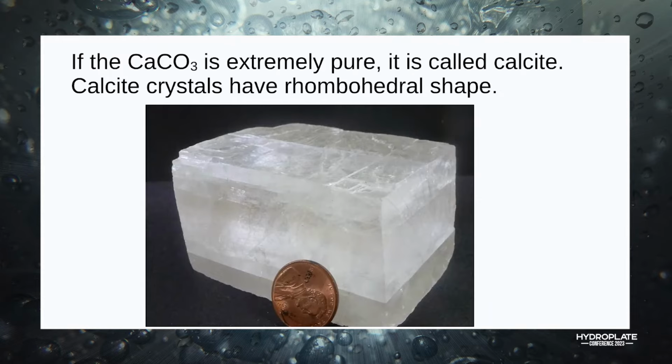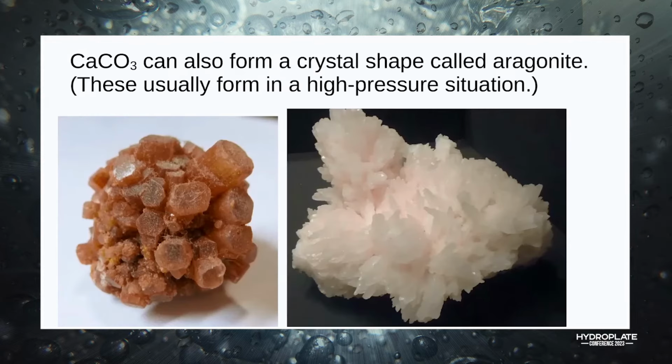Now, if the calcium carbonate is extremely pure, it can form a really nice crystal, like the rhombohedral shape shown here. This is calcite, and it looks sort of rectangular, but in real life it looks a little more squished. It's like a box where you pushed on one corner and kind of pushed it out of shape a little bit. And it can also form a crystal shape called aragonite, which looks nothing like the box shape. So it's interesting that the same mineral can form these two very different crystal shapes. And aragonite usually occurs in a high pressure situation.